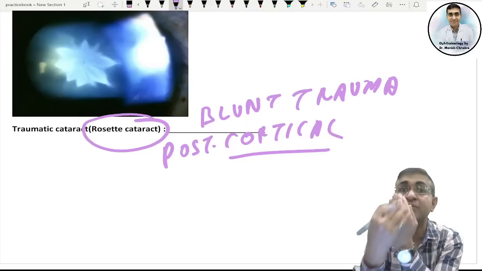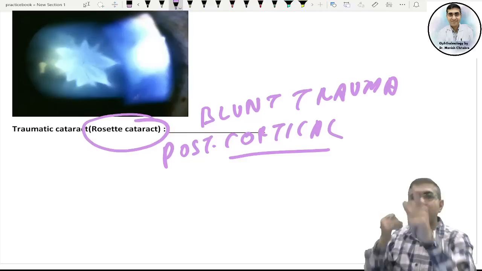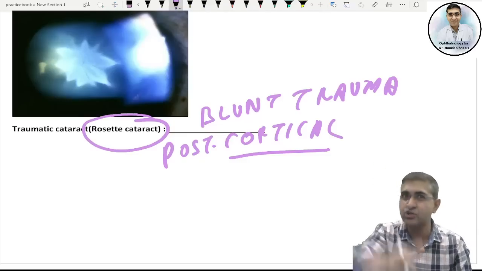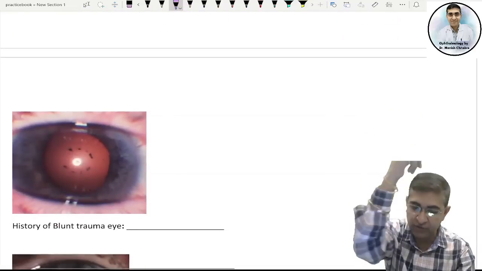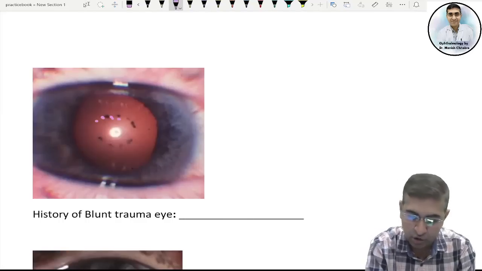Which part of the lens will receive the foreign body first? Anterior cortex or posterior cortex, boys and girls? It will be the anterior cortex, hence anterior cortical cataract. Penetrating trauma, anterior cortical; blunt trauma, posterior cortical form of cataract. What is this? So there is a history of blunt trauma to the eye. What is this?